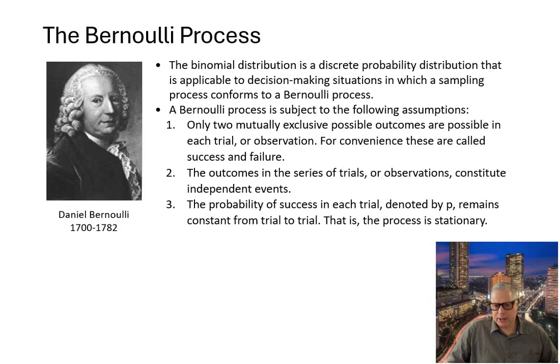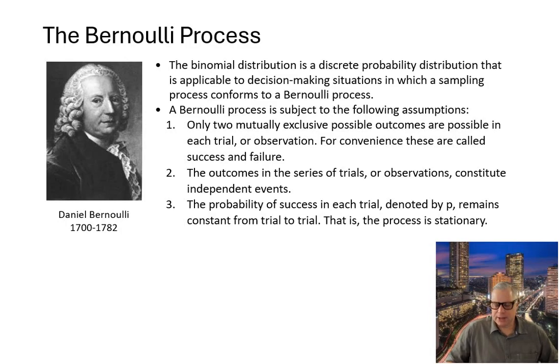So if you go back to that example of coin flips, if I have a head in the first flip, that doesn't mean I take away any heads in subsequent flips. So the events are independent, and the way you can think about it is drawing with replacement. And also the probability of success in each trial, which we call P, remains constant from trial to trial. So it is said that the process is stationary.